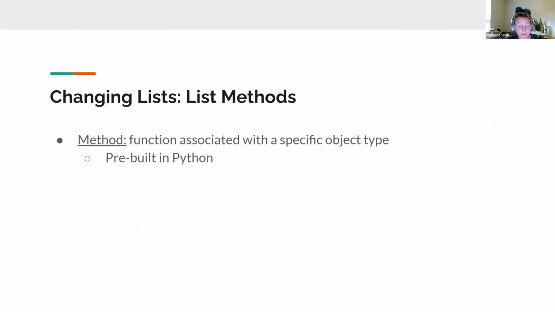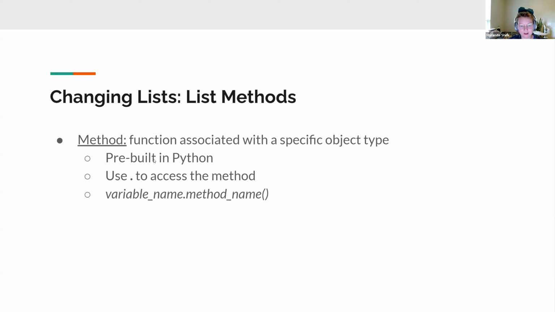Now there are a couple methods associated with lists that I'm going to talk about in these last couple minutes of class because they are very useful. So a method, another computer science term coming up, method. In this class, we can think of a method as a function associated with a specific object type, a specific data type. These are pre-built in Python. And you'll see this dot. You'll see the name of a list and then a dot and then some name of a function. And this dot is telling us that we're using some pre-built function in Python that's only for lists.